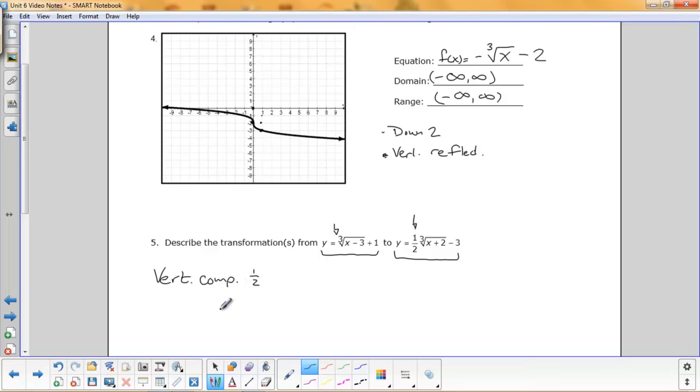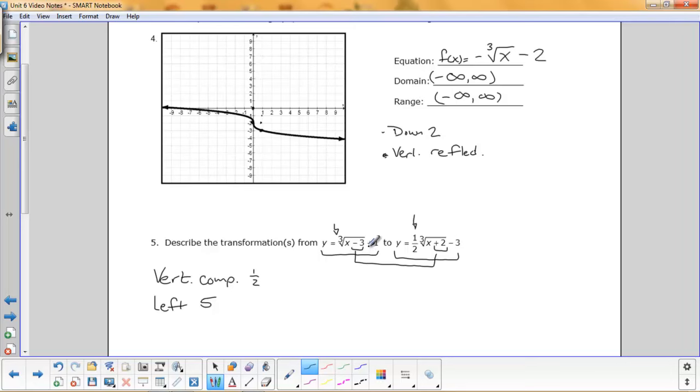The compression means that it's getting smaller. All right, now what we're going to do is we're going to identify where it was and where it moved to. So it was right 3, and then it moved left 2 from the origin. So that means the total movement from being all the way over at positive 3 to moving all the way to negative 2 is a left motion of 5.